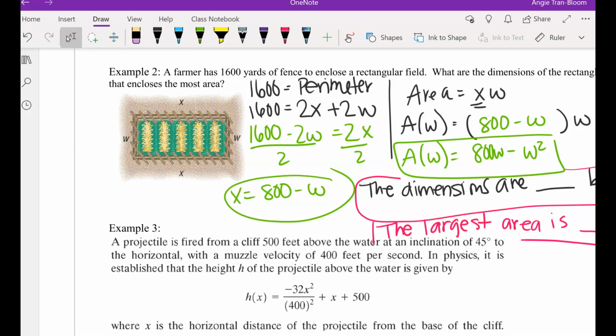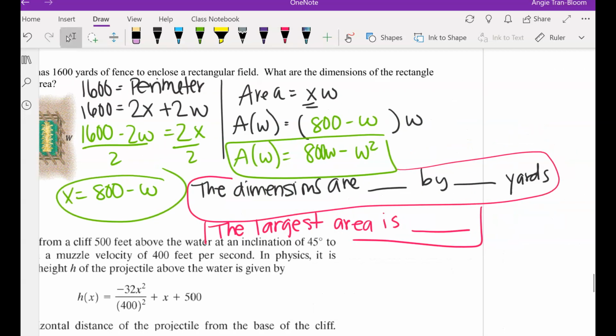Okay. All right, guys, let's talk about what you see on the calculator and what you don't see in the calculator. So your calculator has a parabola, yes or no? Yes. You trace for it, and it gave you this, yes or no? Yes. But remember, this is W based on our equation. W is the width, right, guys? Yes. Right. This one says the dimensions are... What did the calculator give you for the width? 400, okay. That is one of the sides.